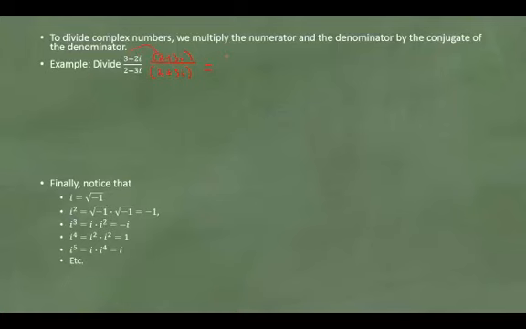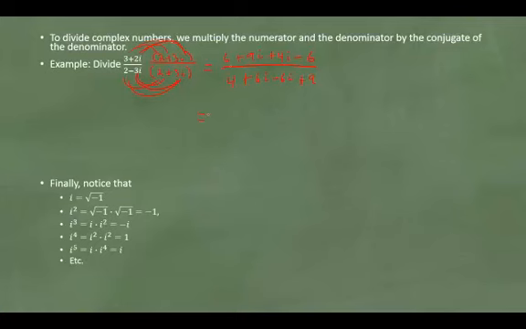3 times 2 is 6. 3 times 3i is 9i. 2i times 2 is 4i. 2i times 3i is 6i squared, or minus 6. Here in the bottom we get 2 times 2 is 4. 2 times 3i is 6i. Negative 3i times 2 is negative 6i. Negative 3i times 3i is negative 9i squared, so plus 9 actually.